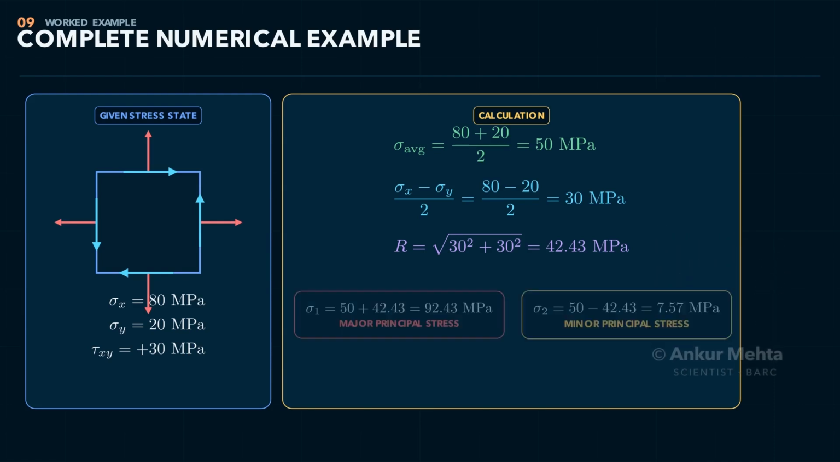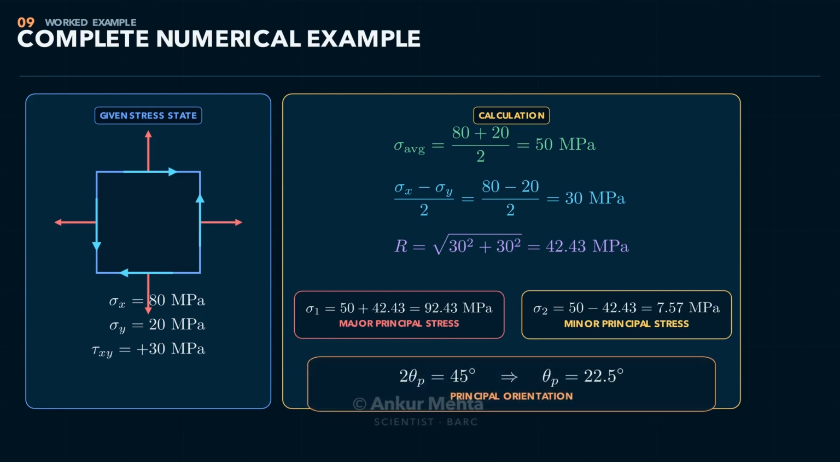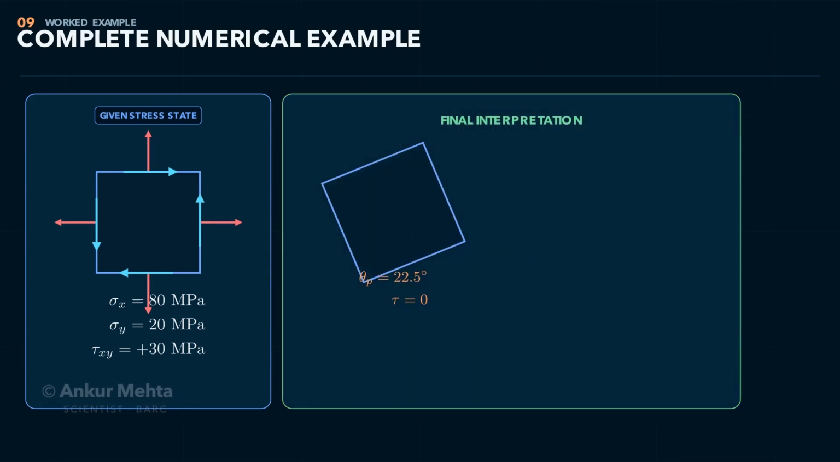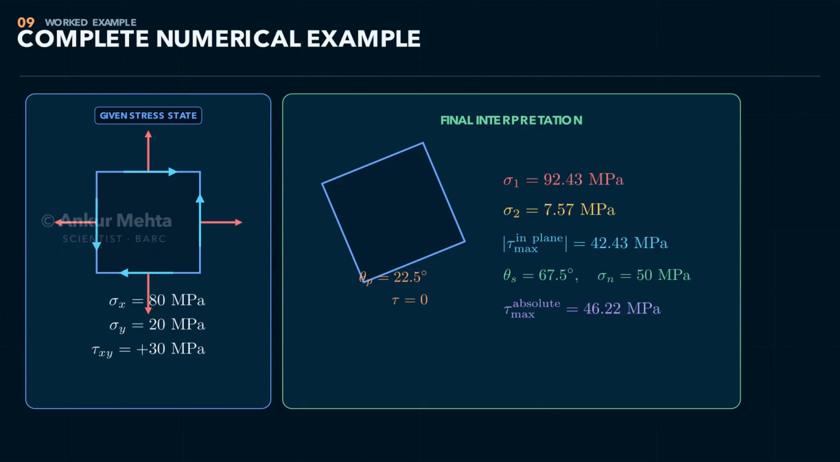The principal plane equation gives 2 theta p equal to 45 degrees, so theta p is 22.5 degrees. Rotating the element by this angle removes the shear stress. The maximum in-plane shear magnitude is 42.43 megapascals and occurs 45 degrees later at 67.5 degrees with normal stress 50 megapascals. Since sigma 3 is 0, the absolute maximum shear is half of 92.43 minus 0, or 46.22 megapascals. This final comparison is important in three-dimensional failure assessment.